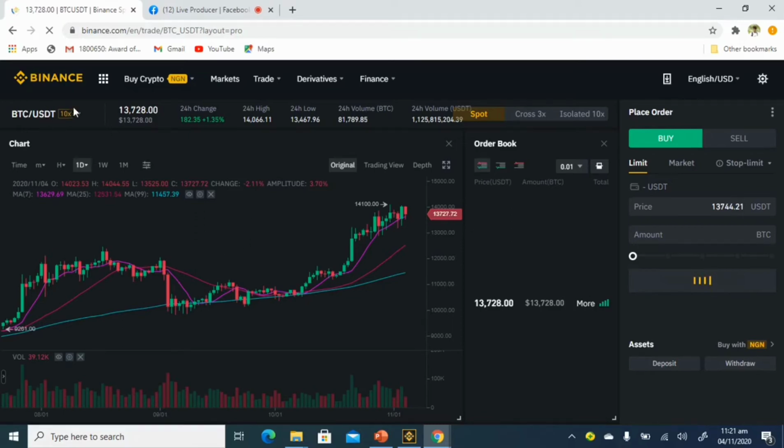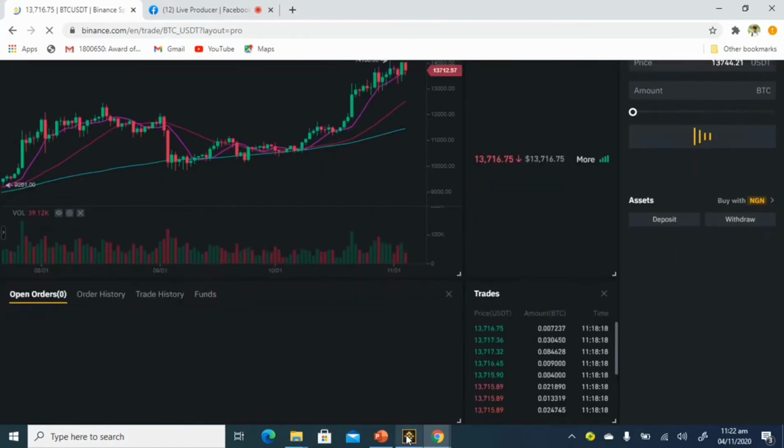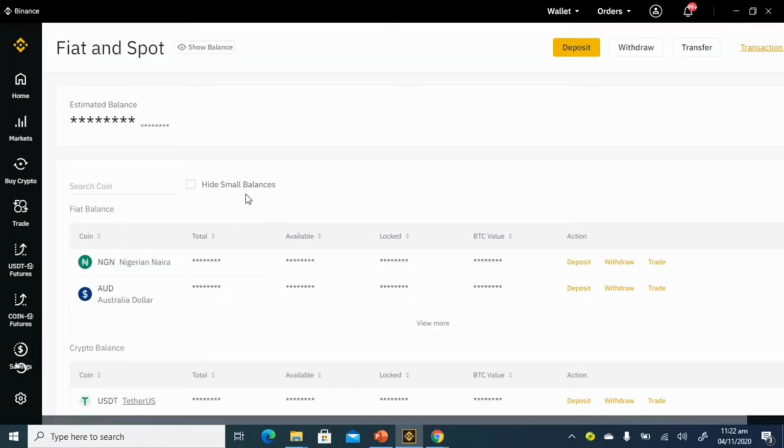If you want to change, because there are different market pairs, come to this place. Actually, there are lots and lots of market pairs. Why is this so slow? Let me check the desktop. See, it's faster here.